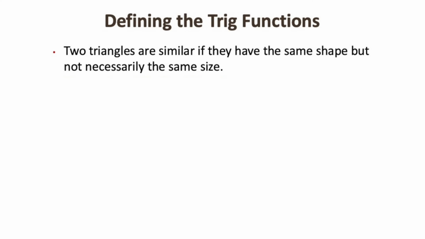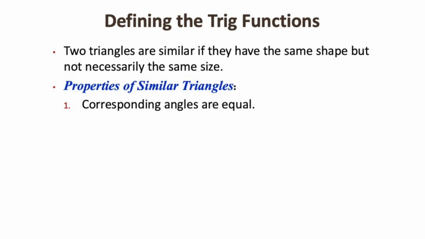Two triangles are said to be similar if they have the same shape but not necessarily the same size. Two important properties you need to remember about similar triangles are these. The corresponding angles are always equal and the corresponding sides are proportional.